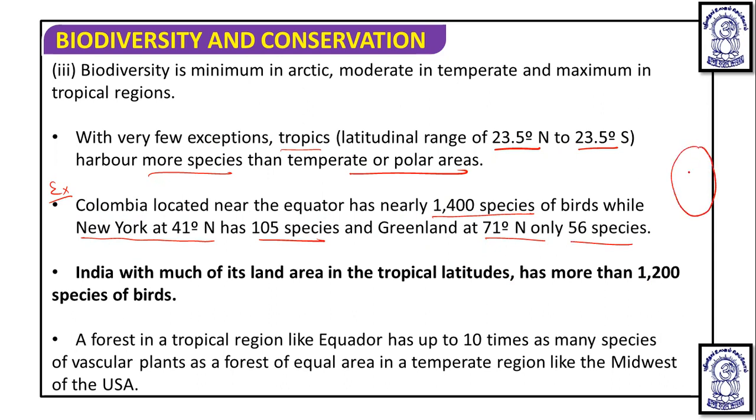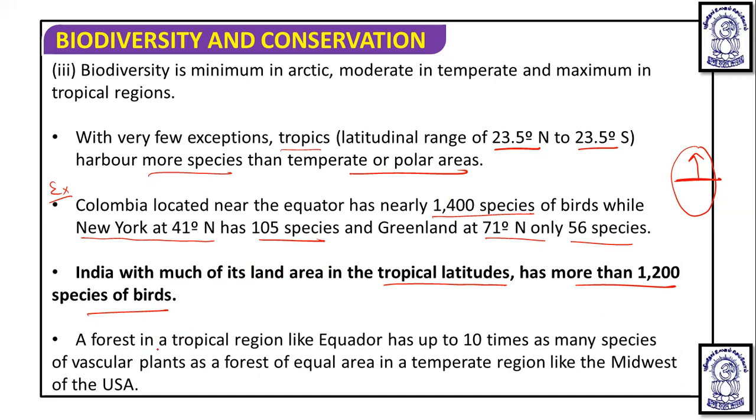So here you can see that near the equator there is a greater number of bird species, but as we move towards the pole, the number of bird species decreases, from Colombia to New York to Greenland. India is considered one of the important examples, as much of its land area is in tropical latitude, and it has more than 1200 species of birds, because the majority of our country lies in the tropical region.